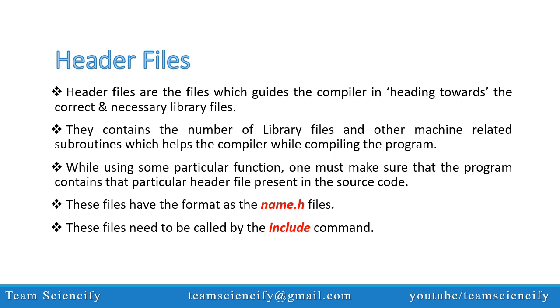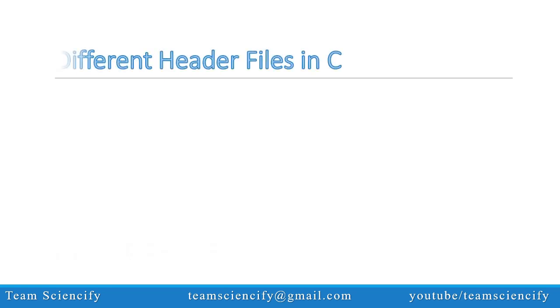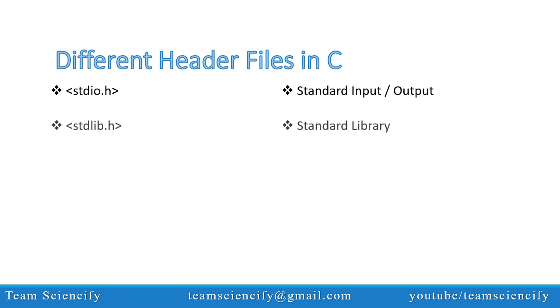Different header files in C. Now we will look at some different header files used in C language. First, stdio.h, that is standard input and output. stdlib.h, standard library files. math.h, mathematics related files. conio.h, console input output files. graphics.h, graphics related files.